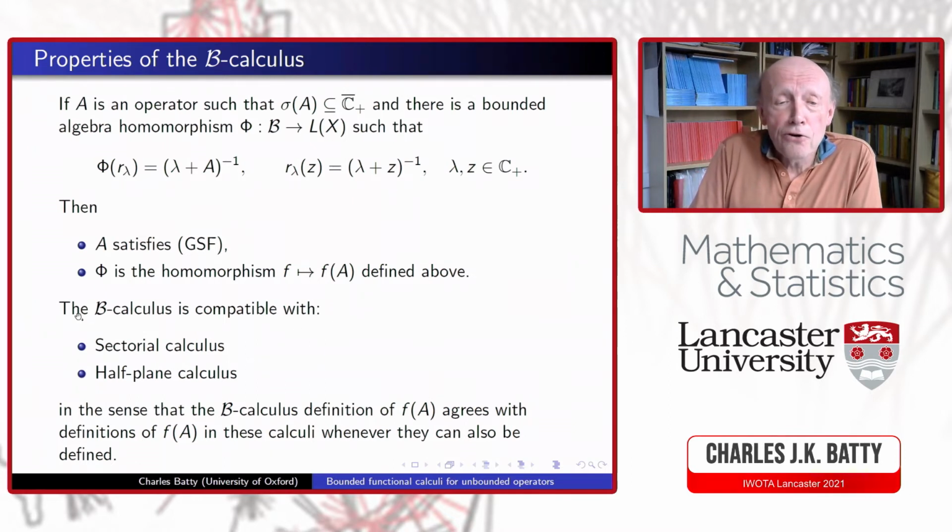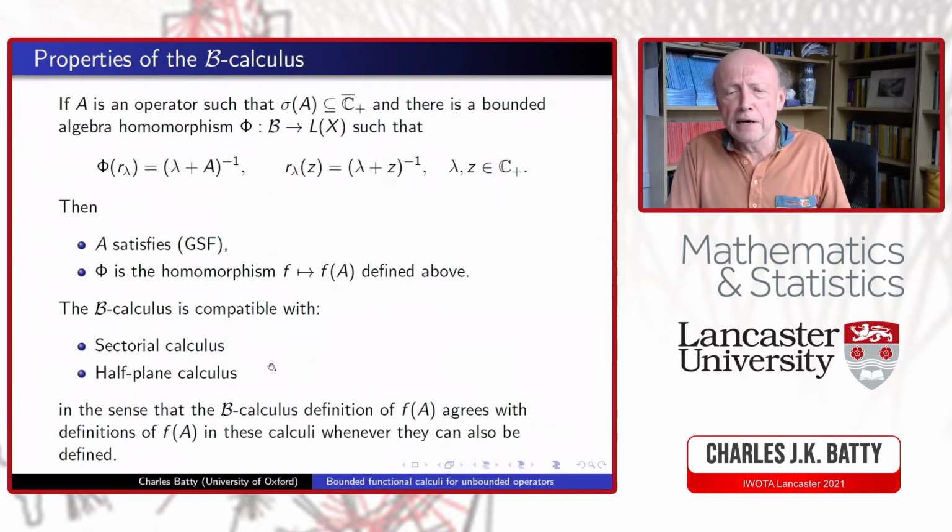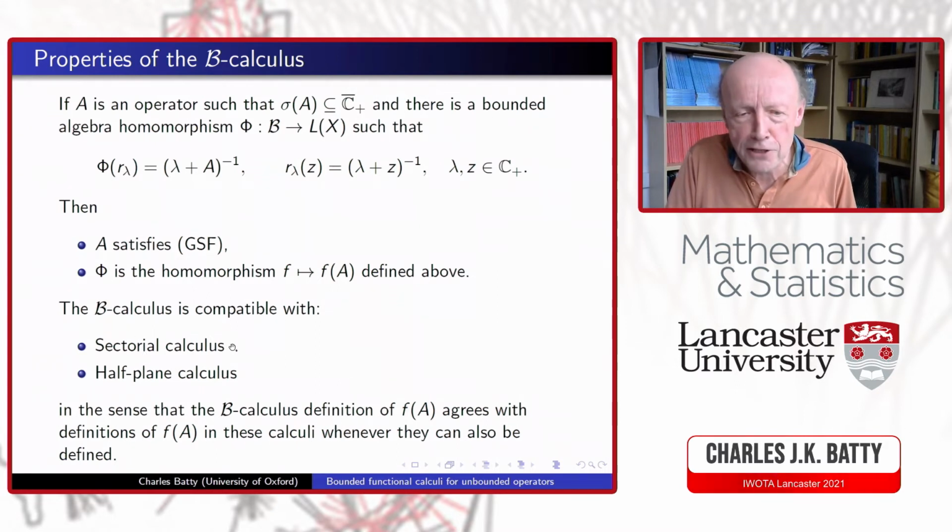It can be shown with a bit of effort that the B calculus is compatible with the sectorial calculus and with the half-plane calculus, in the sense that if you have a function f and you can define f of A in the B calculus and you can define it in the sectorial calculus, they agree. And the same for the half-plane calculus.